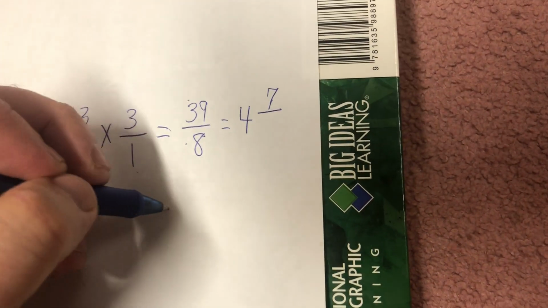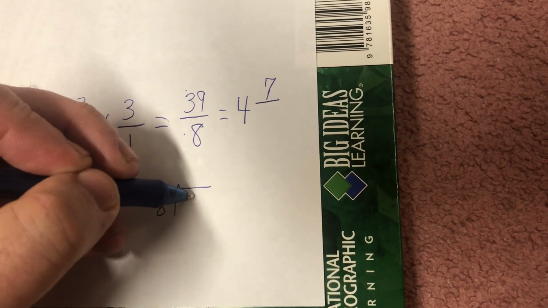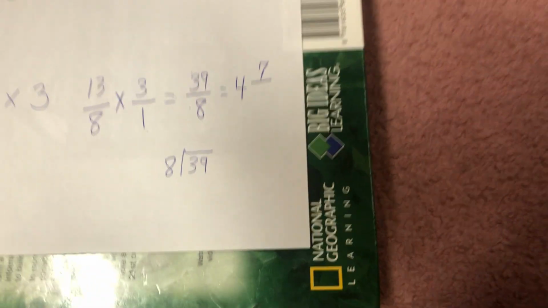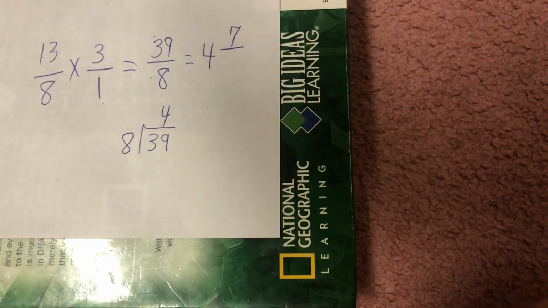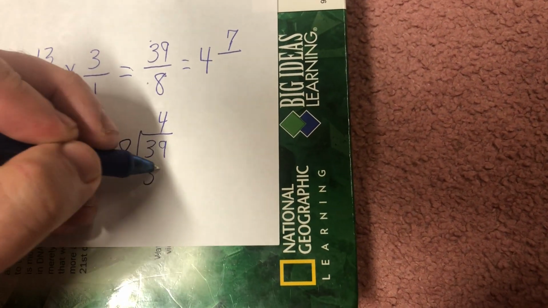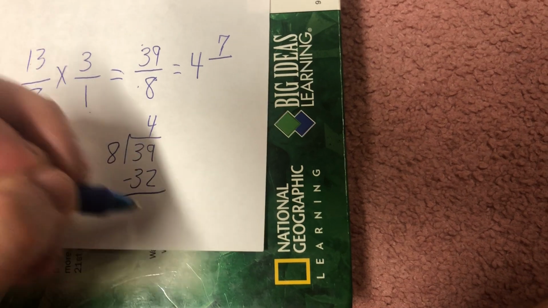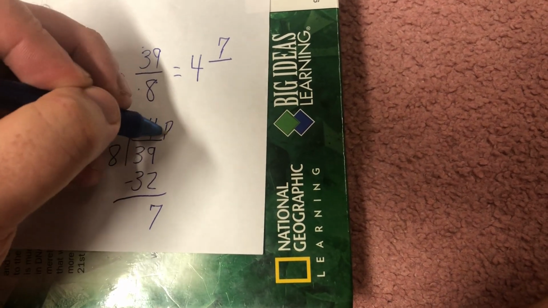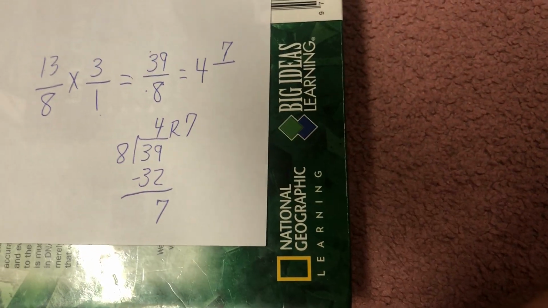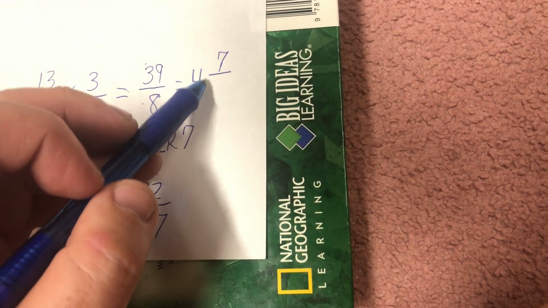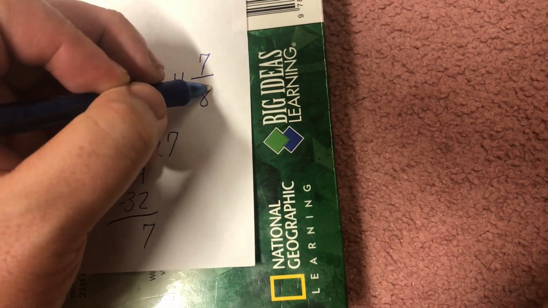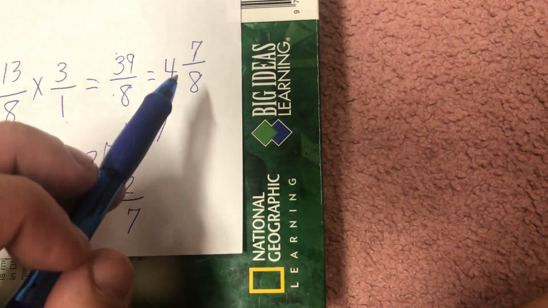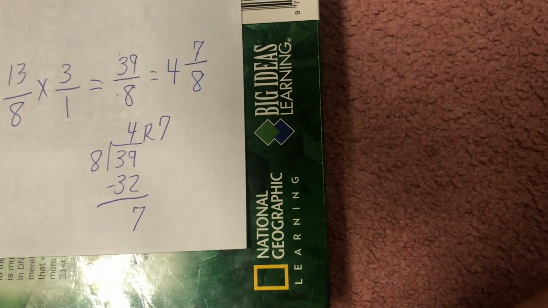Okay? Because essentially what I'm doing here, 5th grade, is that problem, 8 into 39. Well, 8 can go into 39 4 times. 4 times 8 is 32. 39 minus 32 is 7. So I end up with 4 remainder 7. It can go in 4 times. There's 7 left over. My 8 denominator here becomes my 8 denominator there. My final answer is 4 7/8.